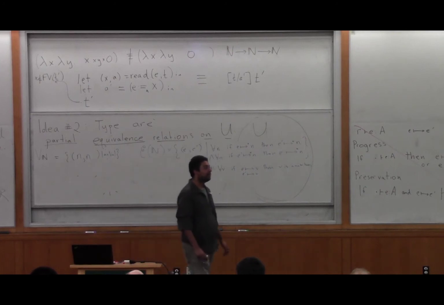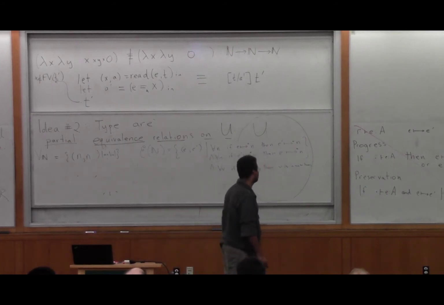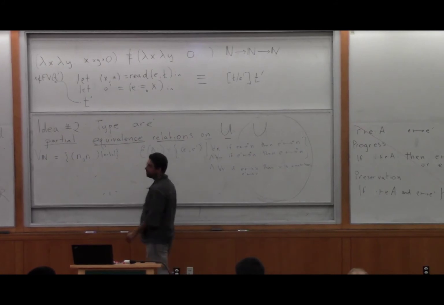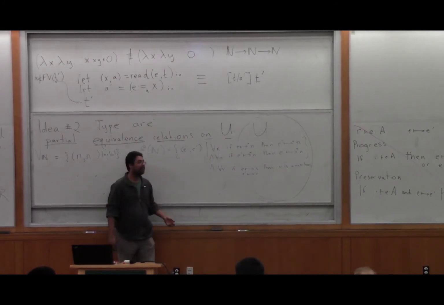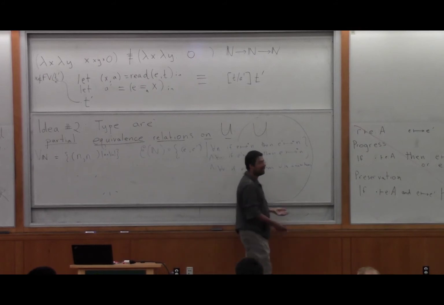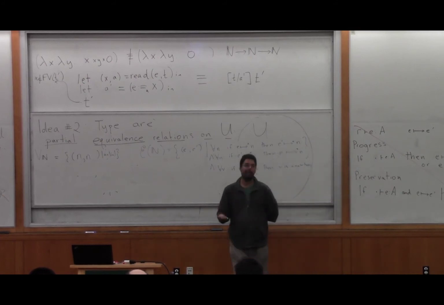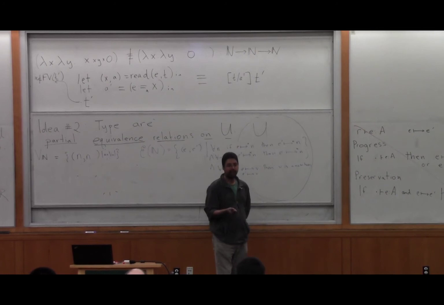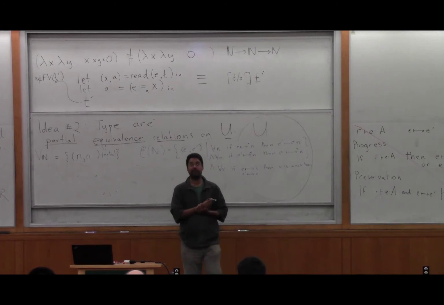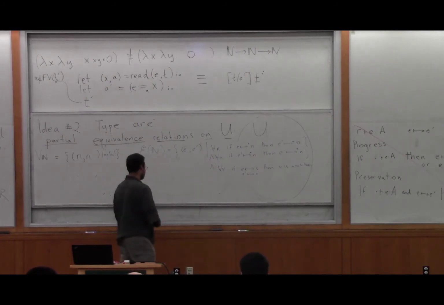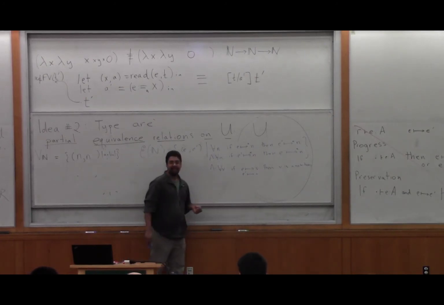What? Power domains. So if everything is terminating, then the intuition is you can interpret an expression of non-deterministic type as a set. But if things are not terminating, then it gets very subtle because you have to distinguish different forms of possible non-termination.